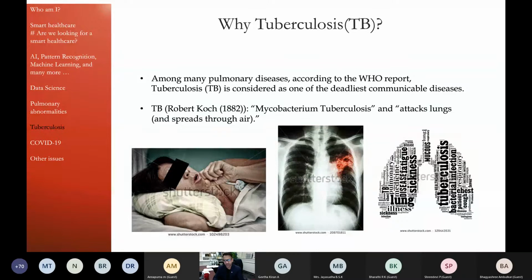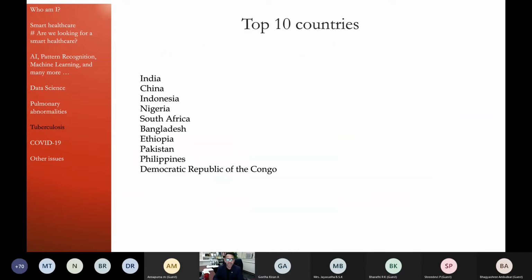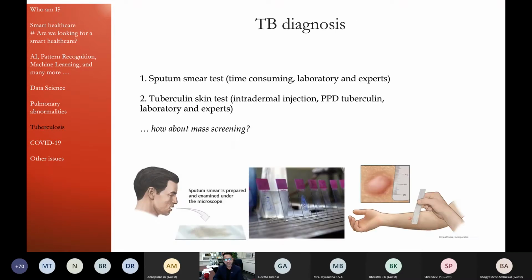And we don't want to talk about tuberculosis. I'm not going to educate you, but here's the deal. Too many people get tuberculosis every year, and among those with tuberculosis, we also have HIV positive. It's a threat. In the top 10 countries, China, India, Indonesia... who is going to read? Nobody. Let's remove that.